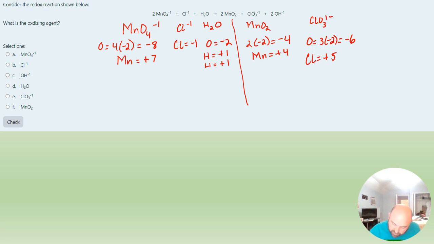And then finally, we have the hydroxide ion, OH 1 minus. If oxygen is -2 as always, then our lone hydrogen has to be +1 still. Now that we have the oxidation numbers laid out, we can see what has changed. The manganese from the MnO4 species has a reduction in its oxidation number. So therefore, that species is reduced. Mn is reduced.